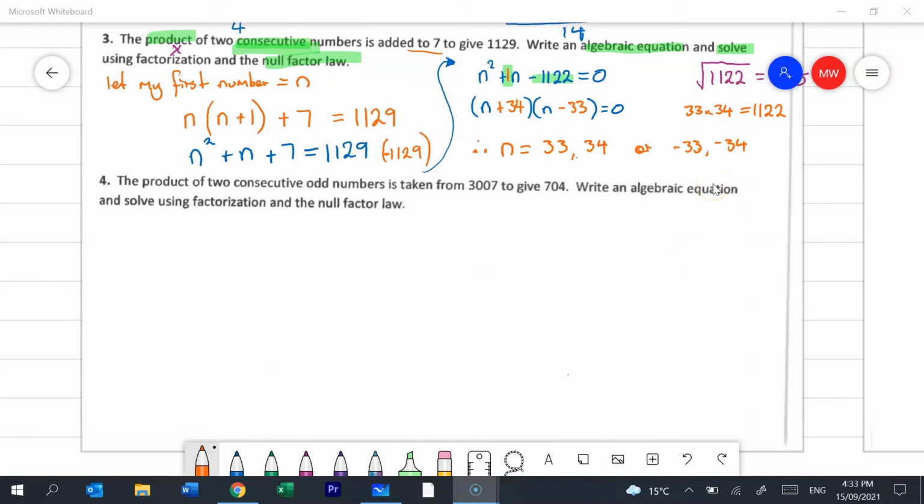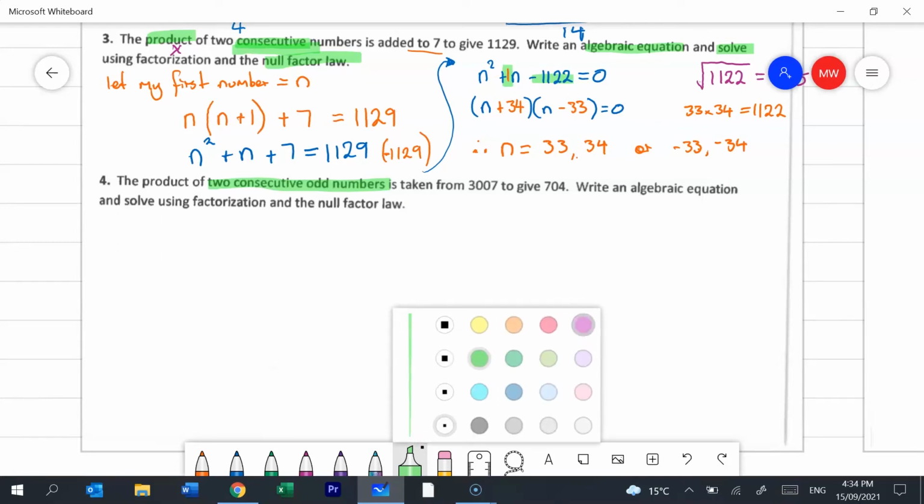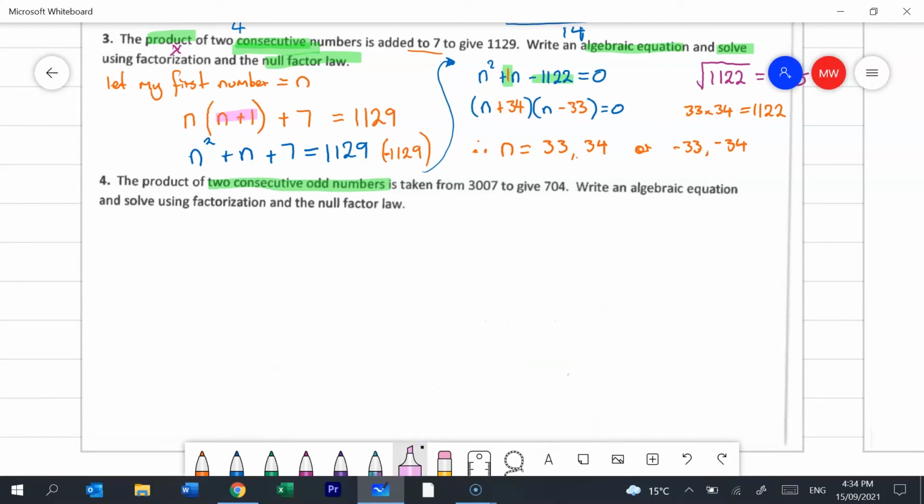Question 4 is not dissimilar to question 3. We've got to write an equation. But this time what we've got is consecutive odd numbers. Now consecutive numbers are ones that go one after another. So in the equation above you might remember that we called the second number n plus 1. Odd numbers are 2 numbers apart. So the next number will be n plus 2.